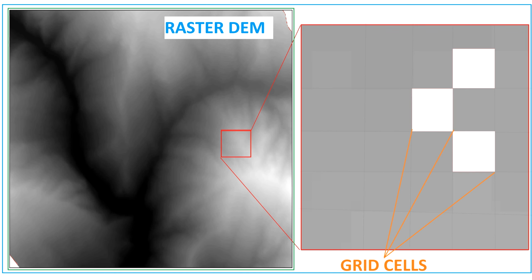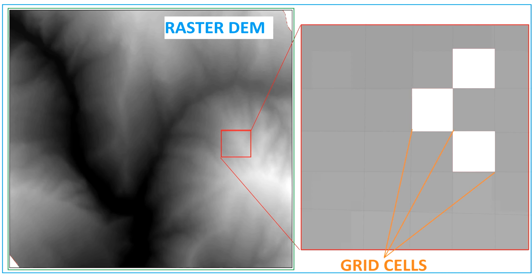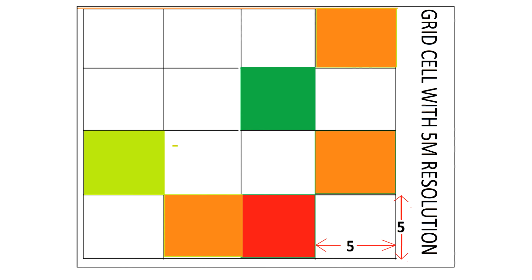A DEM, Digital Elevation Model, is a data set representing a terrain surface defined by points or grid cells with values of x, y, and z. X and y represent latitude and longitude location references, whereas z represents elevation. A DEM characterized by point spacing is a vector DEM, and a DEM characterized by grid cells is a raster DEM. The resolution of a DEM refers to the size of the grid cell, or point spacing gap.